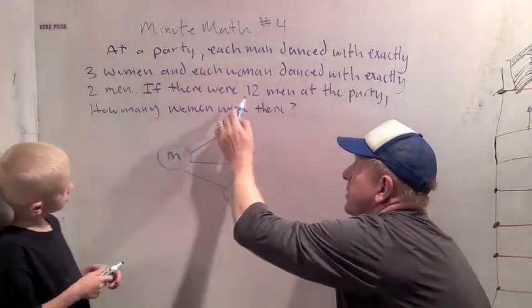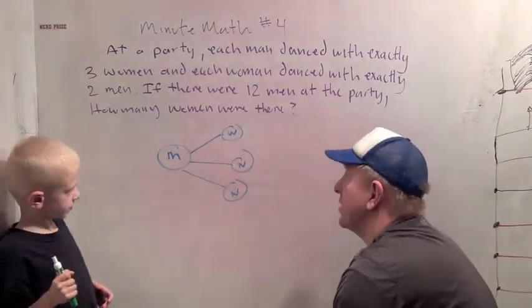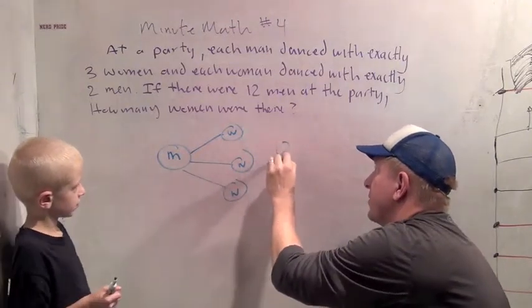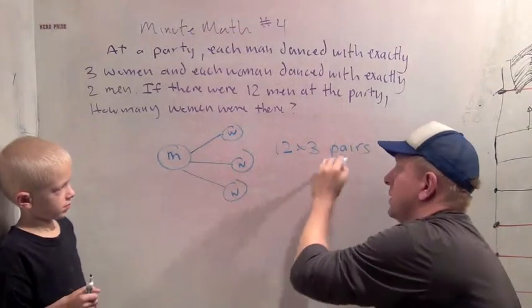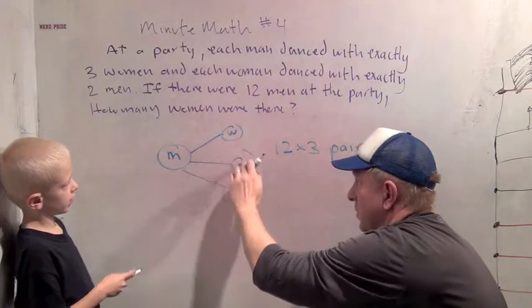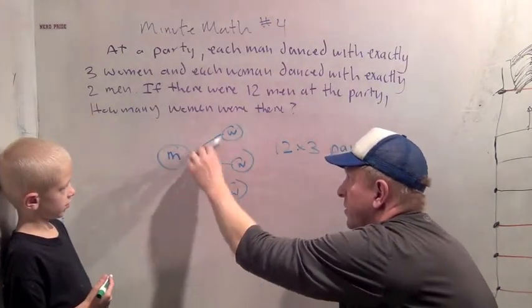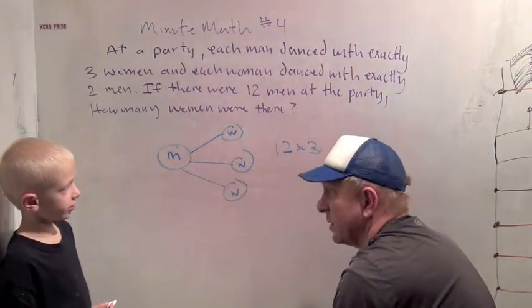So how many women were there? Or men, I mean, how many men were there? 12. 12, okay. So if each man danced with 3 women and there were 12 men, that means there were 12 times 3 pairs. Okay, because each man has how many pairs? There's 1 pair, there's 2 pair, and there's 3 pairs. So each man has 3 pairs.